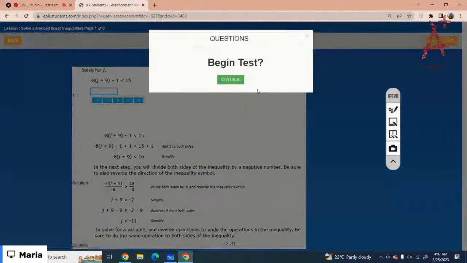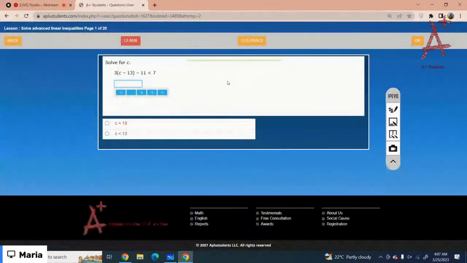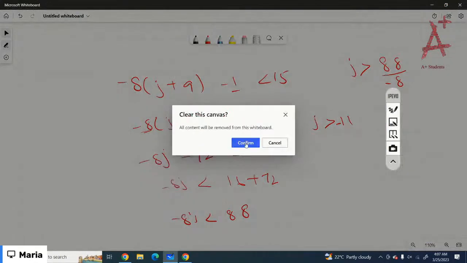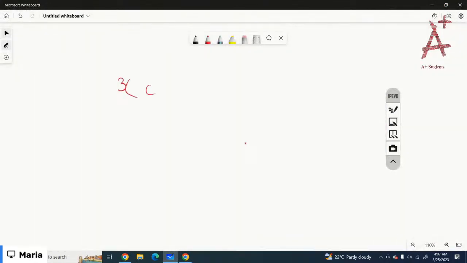Let's start with the practice questions. You can have a look at the tutorial by yourself later today. Okay, the first one is 3 times c minus 13 minus 11 less than 7. First of all, you have to move that negative 11 to the other side. It will be 3 times c minus 13 is less than 7 plus 11. So it makes 18. 3 times c minus 13 is less than 18.